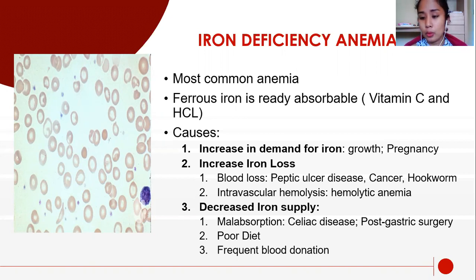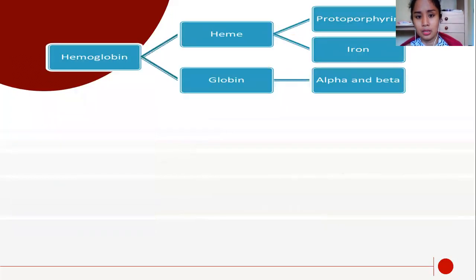And what else? Post-gastric surgery. People who had their stomach removed, ganyan yung mga pampapayat. We don't know. It can be for aesthetic purposes or it can be for their health purposes. So, iron is absorbed in the stomach. If there's no stomach anymore, then iron cannot be absorbed. Also poor diet in the third world country and frequent blood donation. That's not common. So class, can we just review?